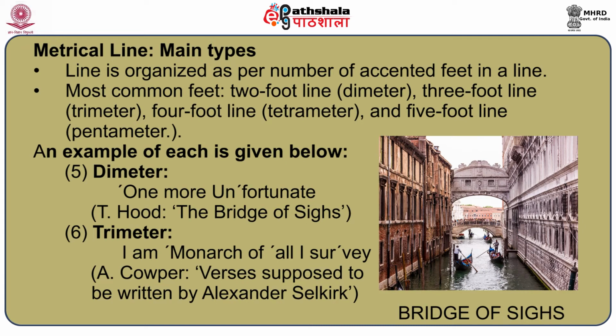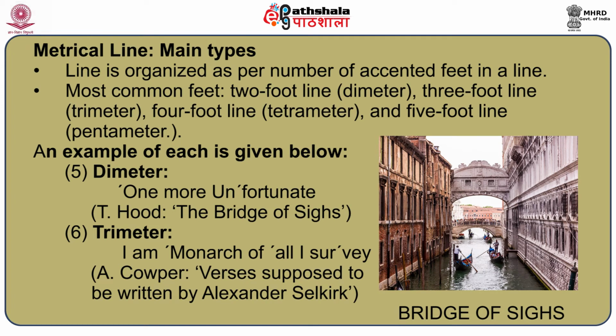I give you an example of dimeter. "One more unfortunate. One more on." This is "one" stressed, "more on" unstressed. "Fortunate": "for" is stressed, "tu" and "nate" are not. So it's 2 meters. We have a dactyl and a dactyl. So it's a dimeter.